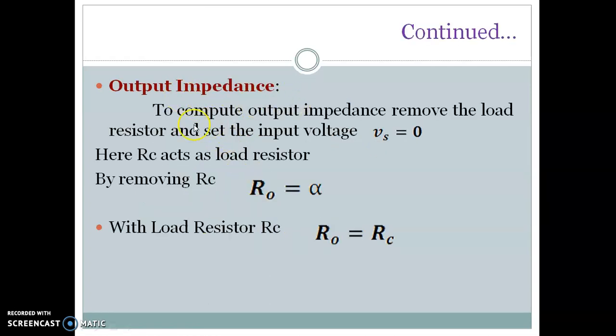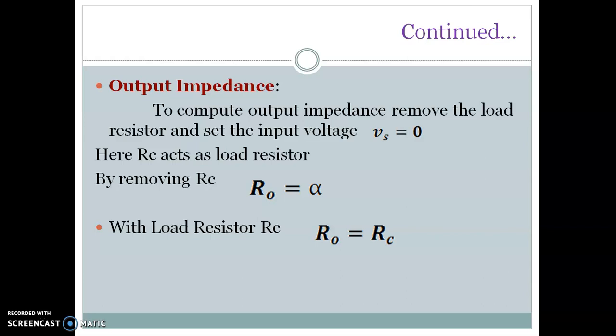Next, output impedance. To compute your output impedance, it is like your Thevenin's equivalent procedure. We have to remove your load resistor, and if there is any voltage source available, then that should be made a short circuit. Since here we use the voltage source as a signal source, Vs, we will set Vs equal to 0, and RC acts as your load resistor, so therefore we remove this load resistor RC.